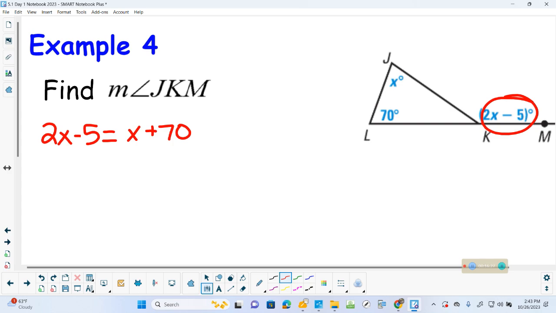So there's the setup. Okay, the rest is easy. We can solve for x. I'm going to subtract x over. And while we're at it, you probably already have the answer here, I have a feeling. Add 5, x is 75.